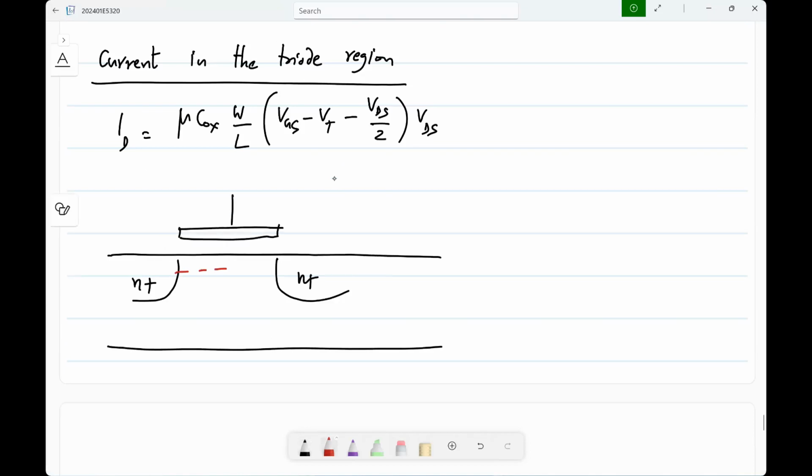So now you have an inversion layer from here to there, and VDS is the applied voltage. This is the gate. Okay. How do you get this expression? Have you seen the derivation of this? How do you get this? How many of you have seen the derivation of this? Yeah. How do you get this expression? What is the origin of this?